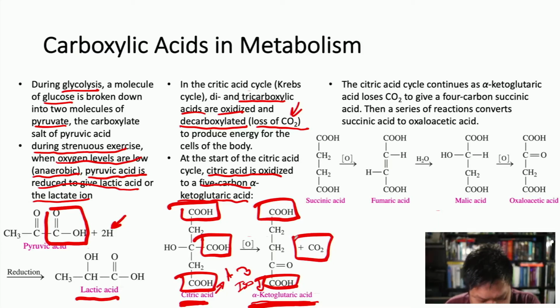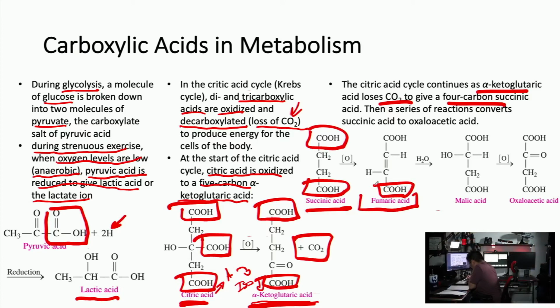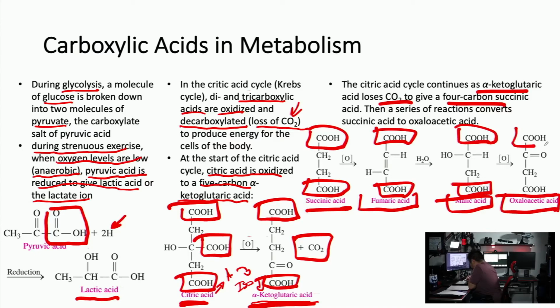So the citric acid cycle continues. Alpha ketoglutarate loses a second CO2 to give the 4-carbon succinic acid, right? And then we still have 2 carboxylic acids there. And then fumaric acid or fumarate, after it gets oxidized, still has 2 carboxylic acids. And then at malic acid, still 2 carboxylic acids, right? And then after that, we have oxaloacetic acid with 2 carboxylic acids.